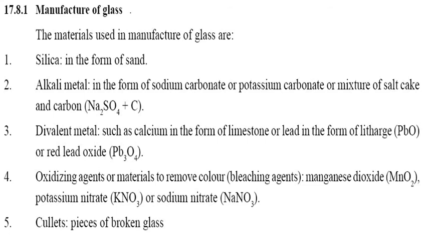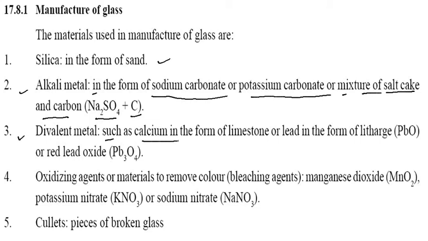Now, come to the next one. Manufacture of glass. The materials used in the manufacture of glass are silica in the form of sand. Then alkali metal in the form of sodium carbonate and potassium carbonate, or mixed salt cake and carbon. The salt cake is Na2SO4, and the carbon.